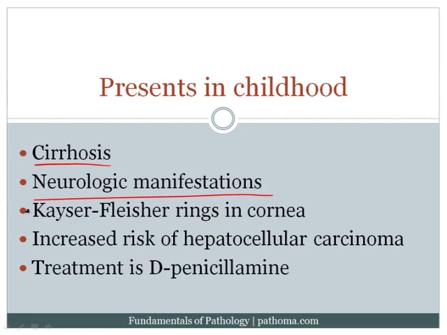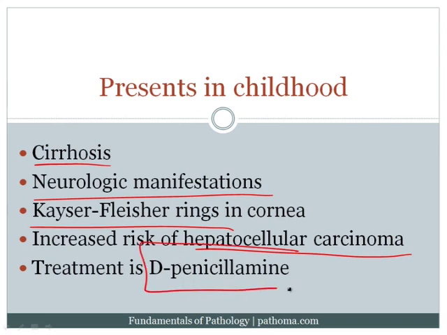There's also deposition of copper within the cornea, resulting in Kaiser-Fleischer rings. Of course, because there's going to be generation of free radicals by the copper, there'll be an increased risk of hepatocellular carcinoma. The treatment here is D-penicillamine, which is basically a copper chelating agent.